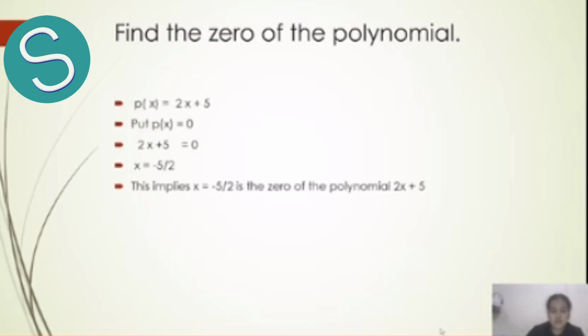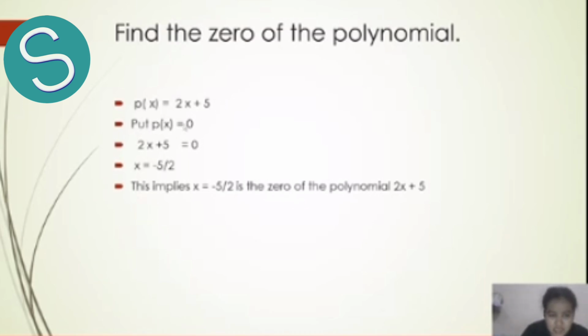So our next question is, find the 0 of the polynomial. Here p(x) equals 2x plus 5. So our step 1 is we have to put p(x) equals to 0. That is 2x plus 5 equals to 0. So x equals to minus 5 by 2. So this implies x equals to minus 5 by 2 is the 0 of the given polynomial 2x plus 5. We can verify this question as well.